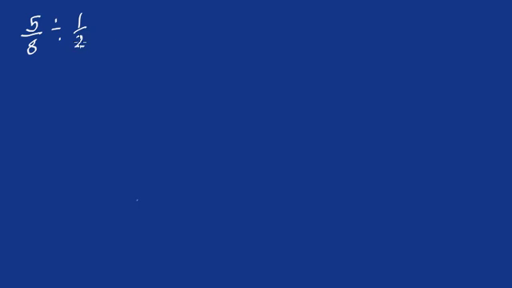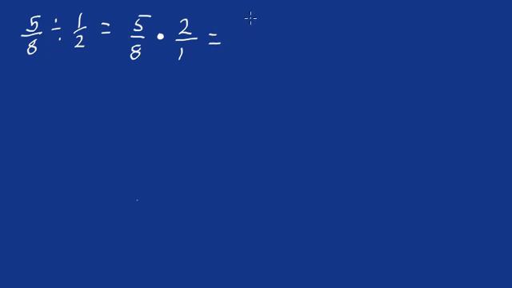We're going to invert this. We're going to take the reciprocal of 1/2. We're going to invert it, and we're going to multiply. So this is the same as saying 5/8 times 2/1 will equal, and then we're going to multiply this.